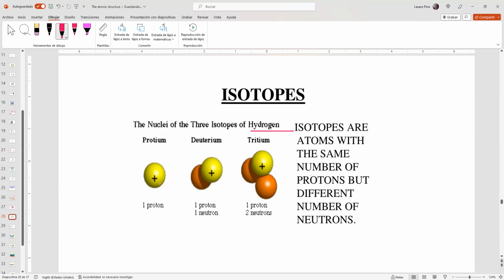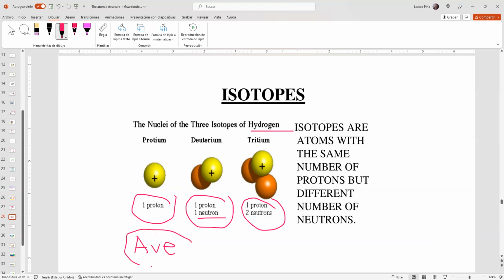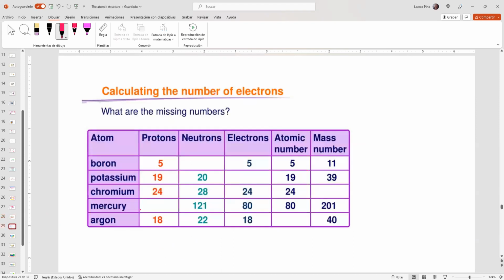Hydrogen has 3 isotopes. One that consists of only 1 proton, one that has a neutron, and one that has 2 neutrons. Then when you get the average of the atomic mass of these 3 isotopes, you will get the average atomic mass of the element, and that's the one that we represent in the periodic table.